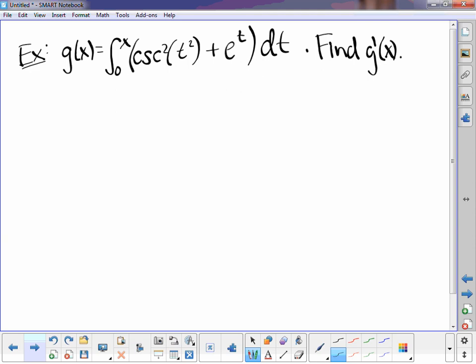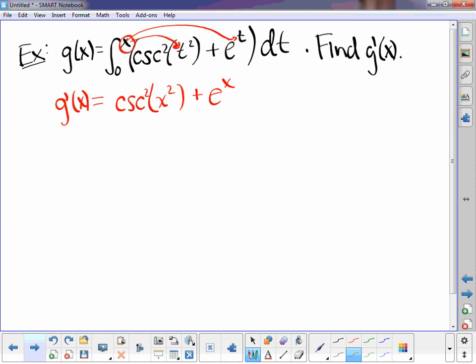What do I do? Replace the t's with x. Now, make sure you say g prime of x equals, because if you just say equals, you're saying that g of x equals something completely different. So g prime of x equals what? Cosecant squared of x squared, plus e to the x. So I'm just taking x, literally putting it in.